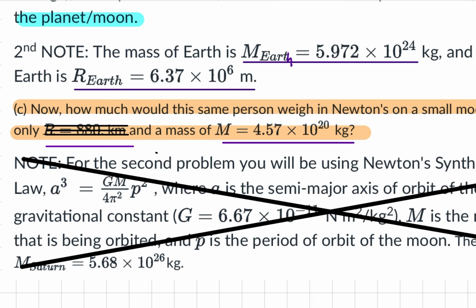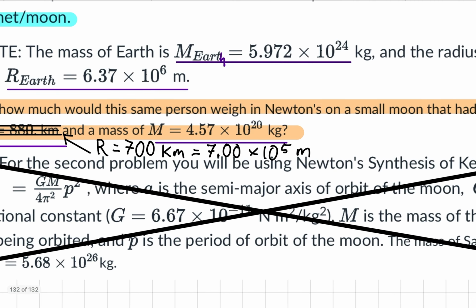Okay, so our radius here is going to be 700 instead of 800, just 700 even. Still stick with the kilometers, and I'll just note right here, because I'm going to do this anyway, change it over to 700,000 meters, so 700 times 10 to the 5. Hopefully that's legible. And then here for our mass, cross this out, put our new mass over here.